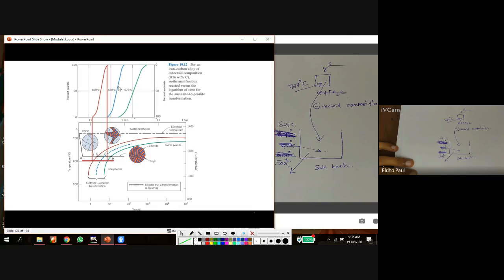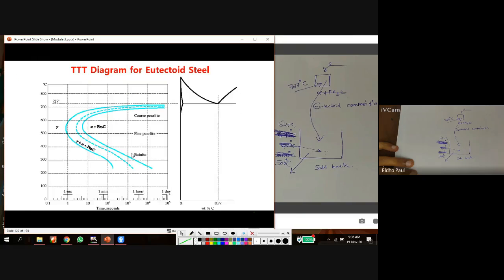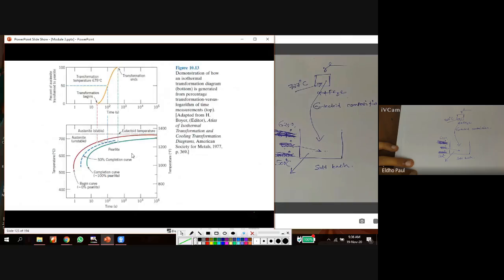Similarly, conduct the experiment for 650 degrees Celsius, 675. Then we got two curves. Okay. Any other doubt?